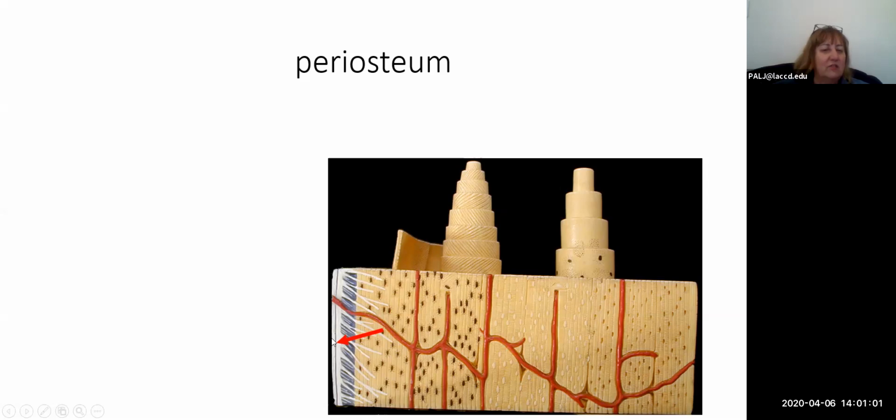I think you can see that there are two layers of it here. We will learn about them in lecture, but for lab, I'm not going to have you learn about the two layers. But what I do want you to notice is that coming from the periosteum, you see these white lines which are going into and through some of the lamella of the closest osteons. Each of those is called a Sharpey's fiber or a perforating fiber.